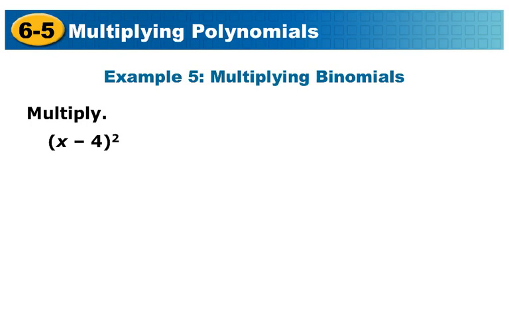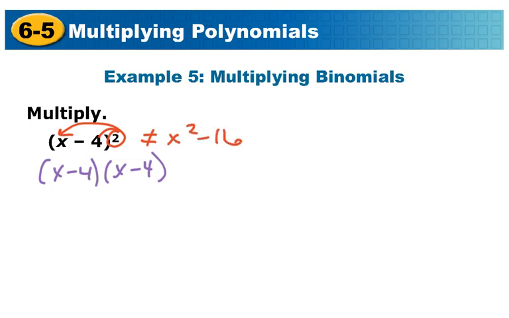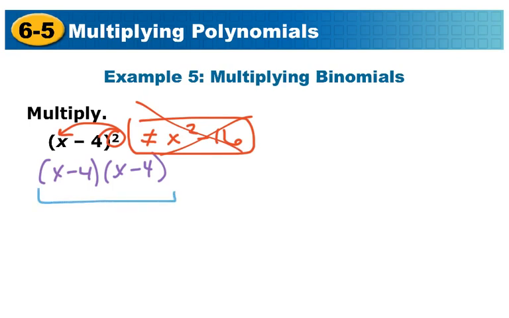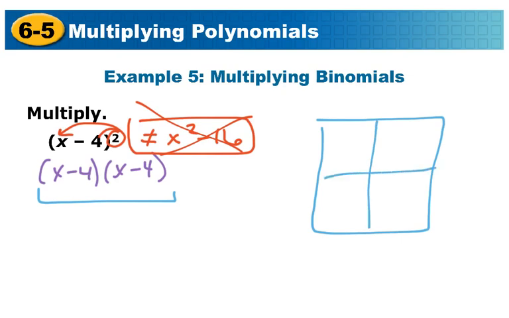Alright, next one, we've got x minus 4 squared. So x minus 4 squared really just means x minus 4 times x minus 4. There are people that will try to do this square being distributed, but this does not equal x squared minus 16. So just be very careful that that does not happen. So instead, we're doing this piece, and so we need a box so that we can expand out the x minus 4 and the x minus 4.